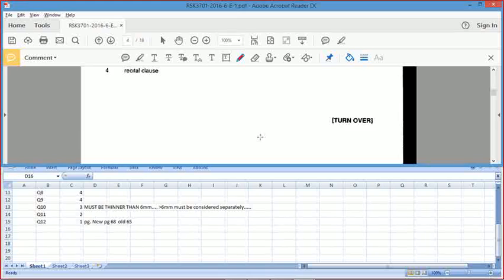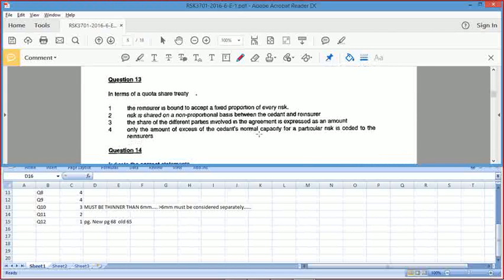Great. Let's have a look at number 13. In terms of a quota share treaty, the reinsurer is bound to accept a fixed portion of every risk. That looks good. The risk is shared on a non-proportional basis. No. Well, it could be, but oh no, cedent and reinsurer. It's quota share because of the treaty you have to accept.